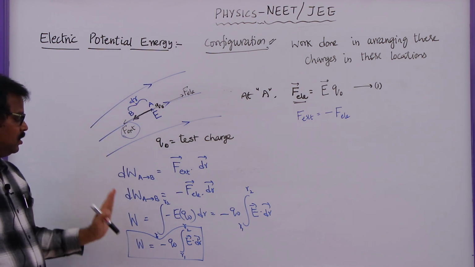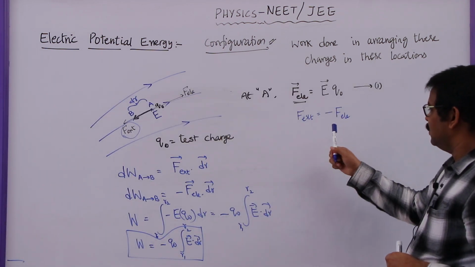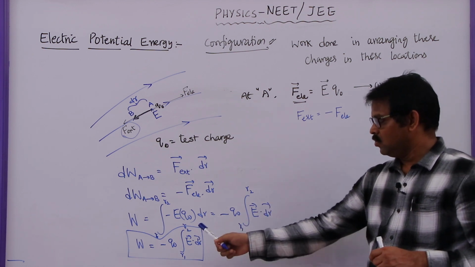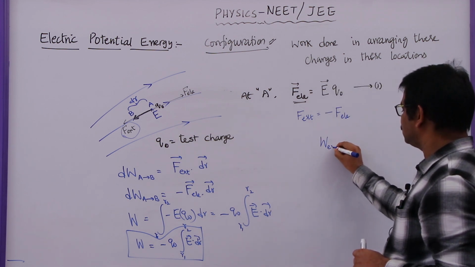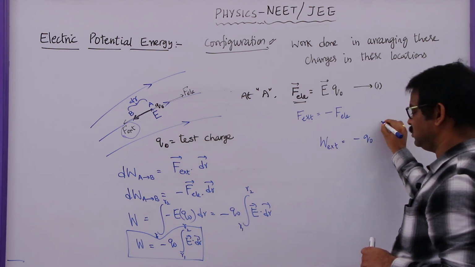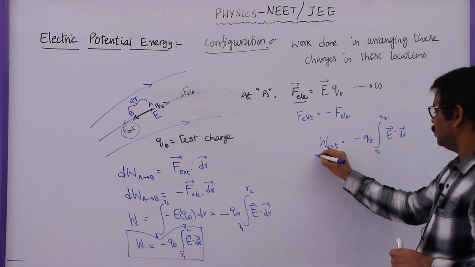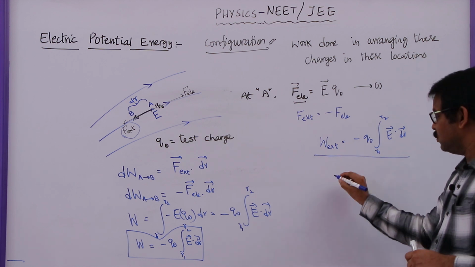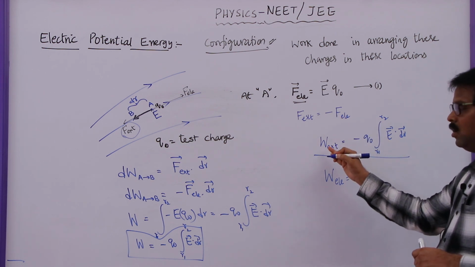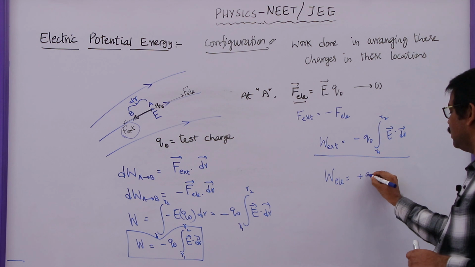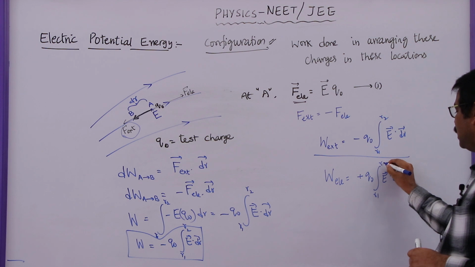That's why generally in this case we will consider the external force. But if you take the electric force in this equation, you can write the work done by external force is given by minus Q naught integral E bar dot dr bar from R1 to R2. This is the work done by external force. But what is the work done by electric force? This is exactly opposite to the work done by external force, which is given by plus Q naught integral E bar dot dr bar from R1 to R2.